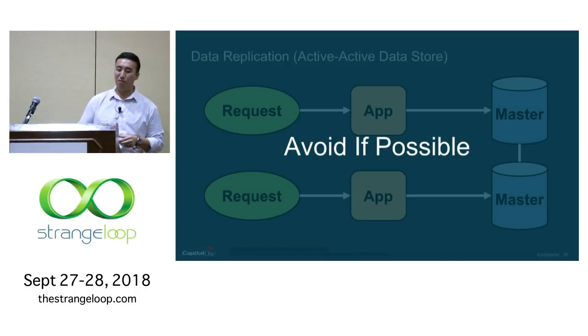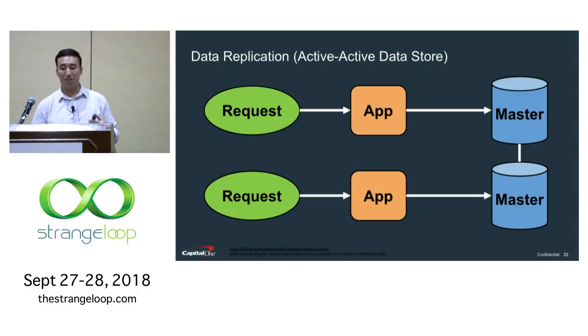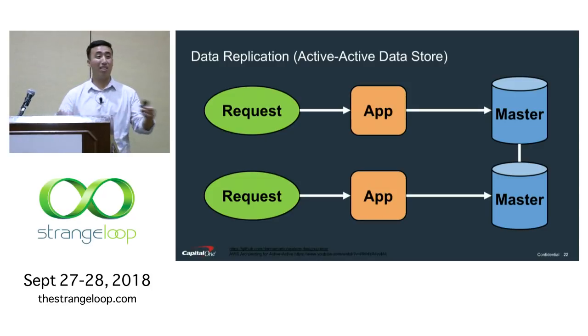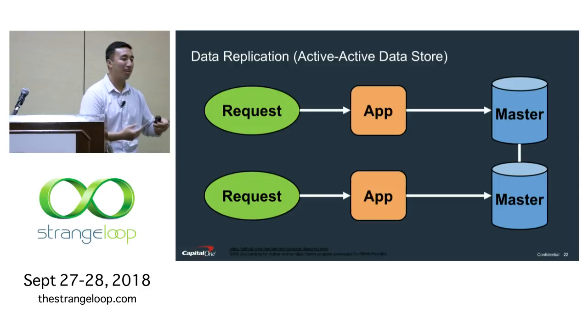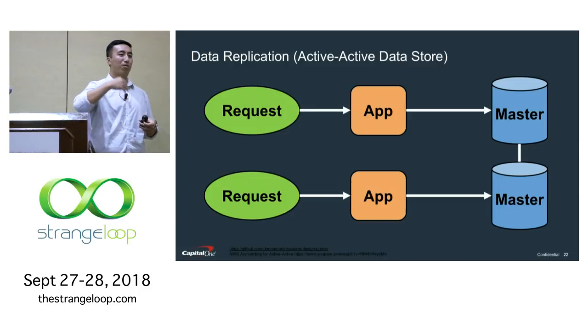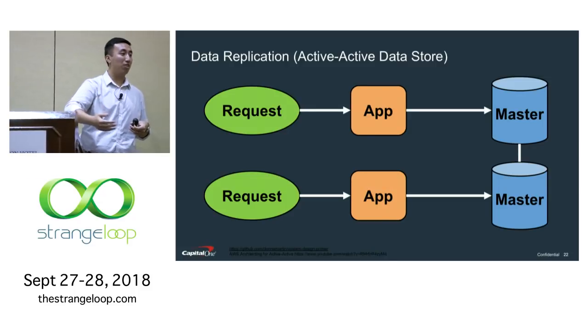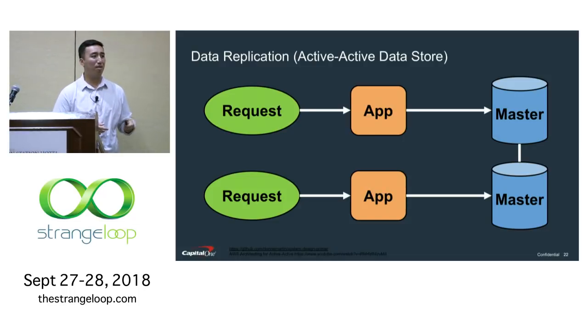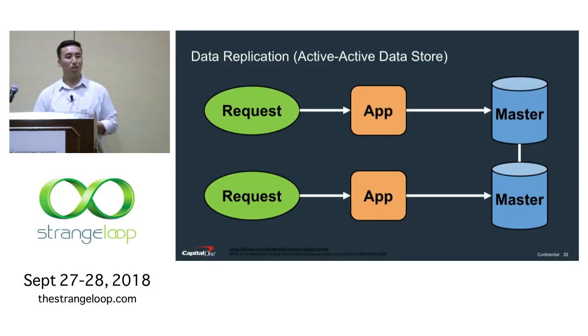Now, when we have active-active data stores, we have obviously two master databases in sync with each other. Every time you write to one of the databases, you're also replicating that data over to the other. But then we add the issue of what happens when you have collisions. Which database is the source of truth? Which database is auditable? And this is where we need to begin treading very carefully.